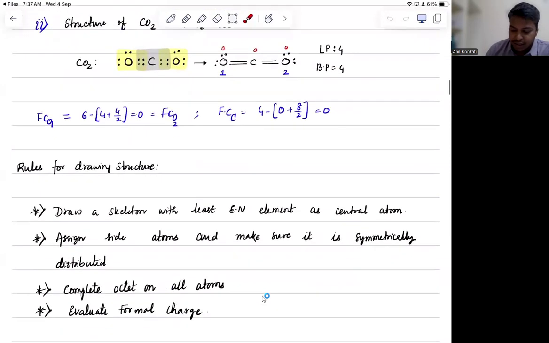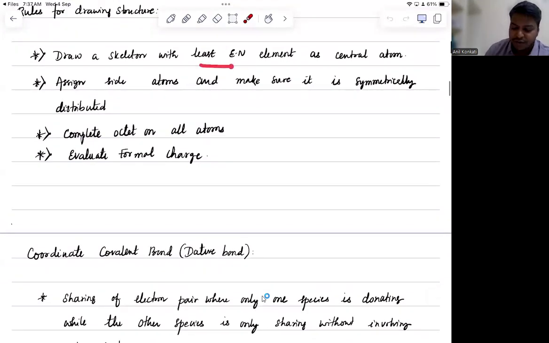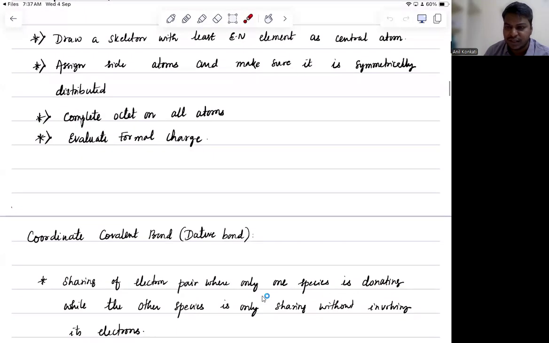Generally, to write a structure, we will always try to figure out whichever is the least electronegative element and make that the central atom. Assign all the side atoms and make sure they are symmetrically distributed. Then complete the octet on all the atoms by arranging the electrons, and finally evaluate the formal charge. That is how we generally write a Lewis structure.